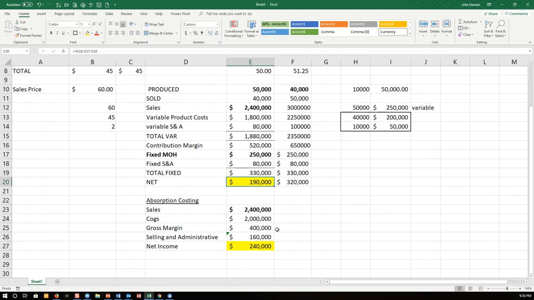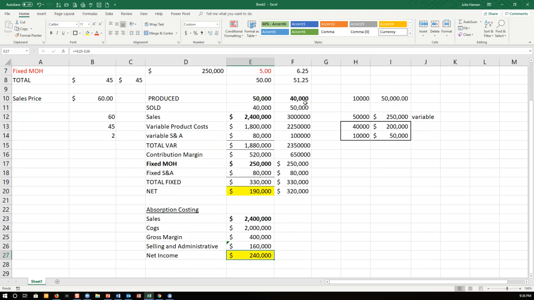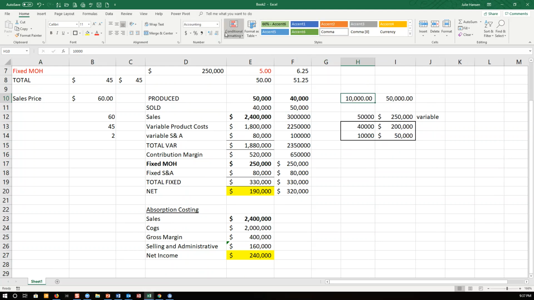Now, why is variable costing less? It's less because my expenses were higher. Again, I expensed all 250 of the fixed manufacturing overhead, whereas under the absorption costing, only 200,000 of that was expensed. So lower expenses, higher net income. Now, second year, I'm going to do just the opposite. I'm going to produce 40,000. I'm going to sell 50,000, meaning I'm going to need those 10,000 units from my ending inventory, aren't I?